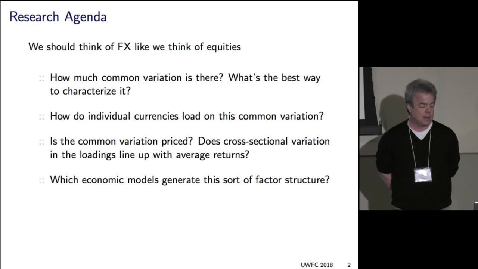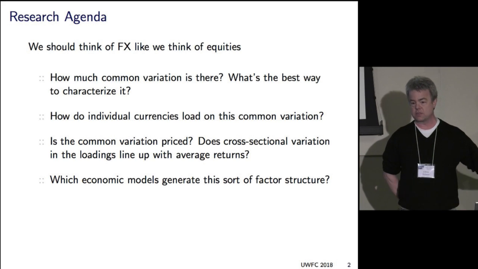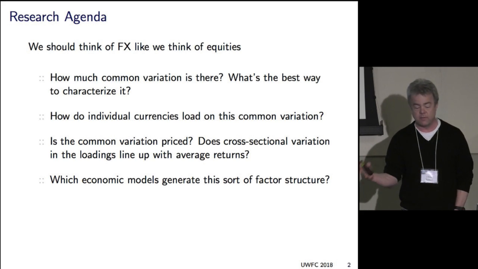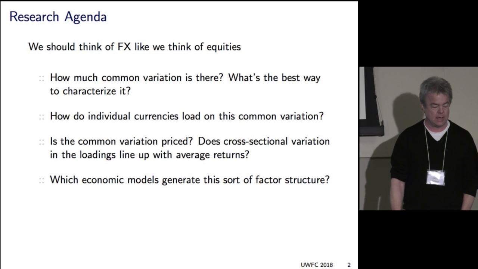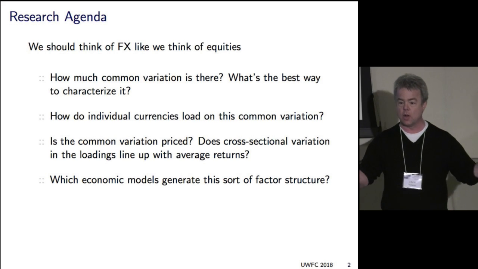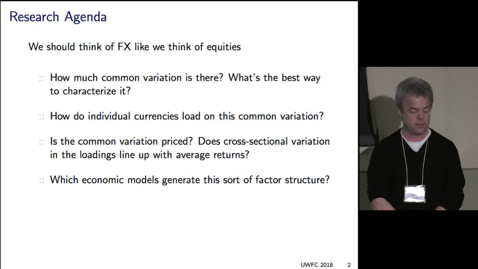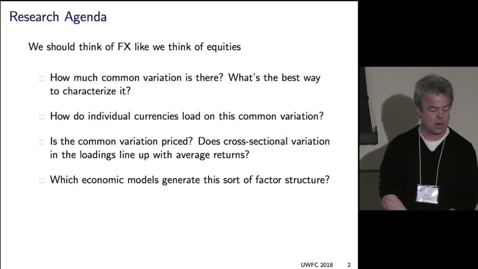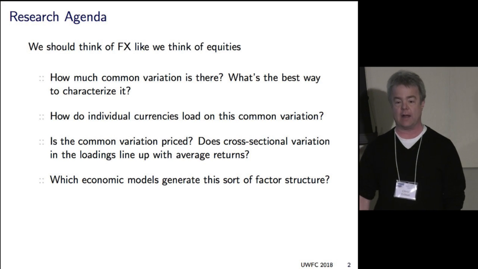Here's the research agenda of Robert and Hanno and a bunch of their co-authors and some other people. They want us to think about foreign exchange like we think of equities. They want us to ask questions like, how much common variation is there in exchange rates? What's the best way to characterize this common variation? How do individual currencies load on this common variation? Is the common variation priced? Does cross-sectional variation in the loadings line up with average returns on the currencies? Which economic models generate this sort of factor structure?